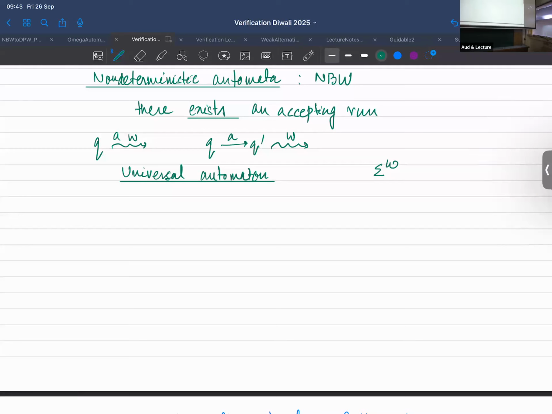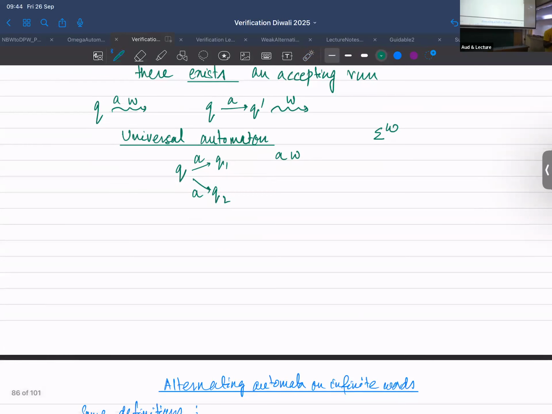But here, when I'm using the word universal, what I mean is that suppose from Q you accept a word AW, then for all A-successors Q1, Q2 like this, and similarly for every such state Q, the word will be accepted. And again from Q1 also, similarly for all their successors, it has to be accepted, right? And the idea of an alternating automaton is kind of a mix of the two.